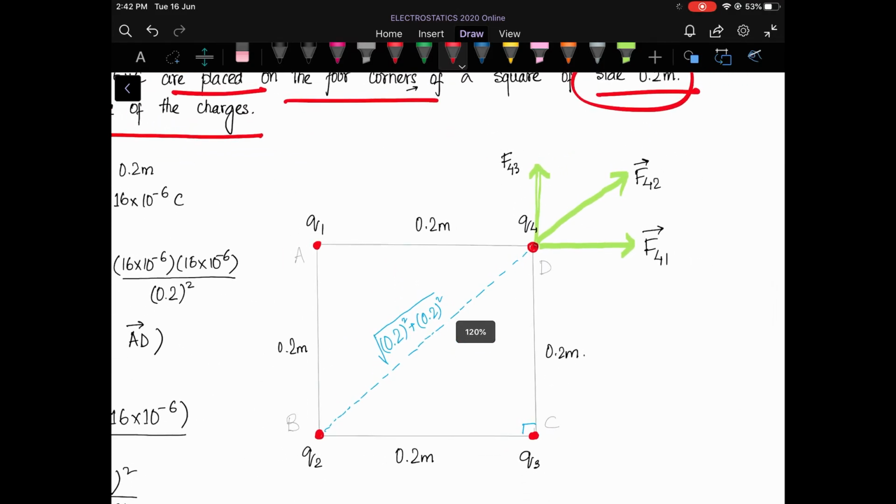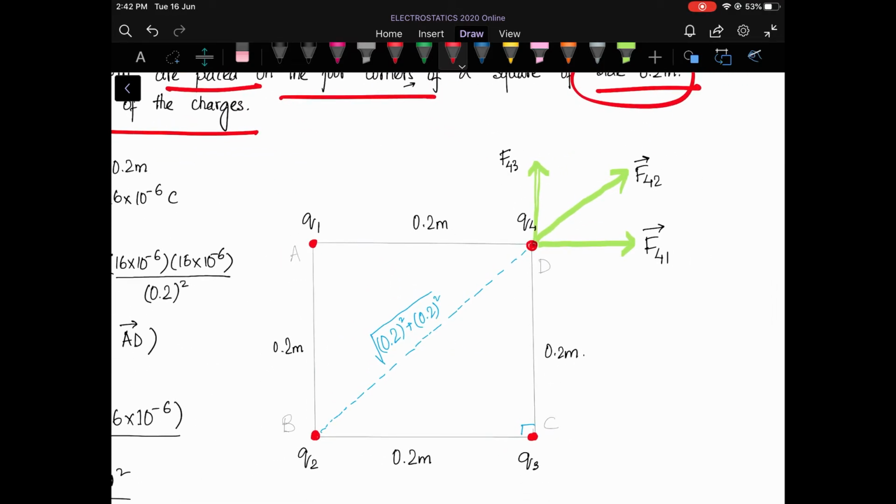Now we have a diagram for that. You can see we have a square called ABCD. We have written charge Q1 here, Q2 here, Q3 here, and Q4 here. Let's say we are going to find the net force on this fourth charge due to all the remaining charges. So the force on the fourth charge due to the first charge will be this, because they are going to repel. So this is the force acting on the fourth due to the first. It is acting along the line joining the two charges, which is this.